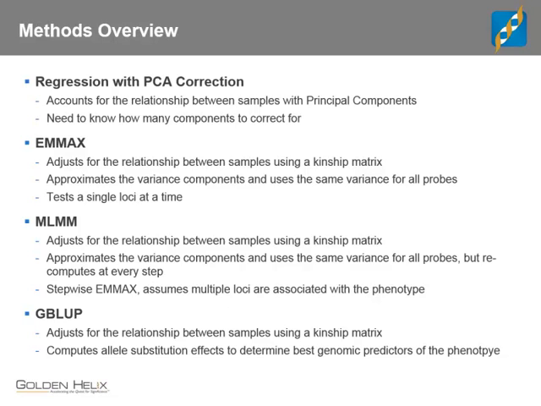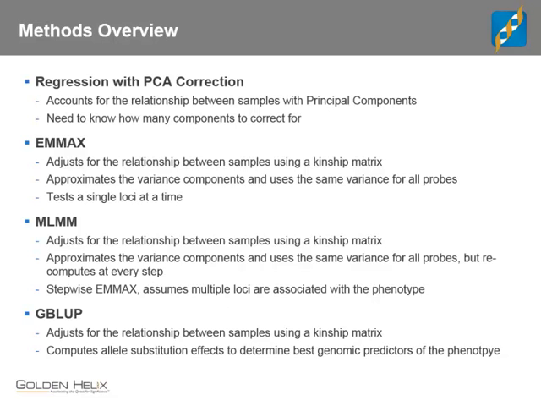EmmaX adjusts for the relationship between samples using a kinship matrix. To expedite the analysis, EmmaX approximates the variance components by computing them once and reusing the estimates for all probes. EmmaX tests a single loci at a time, unless directed otherwise, by explicitly including one or more loci.